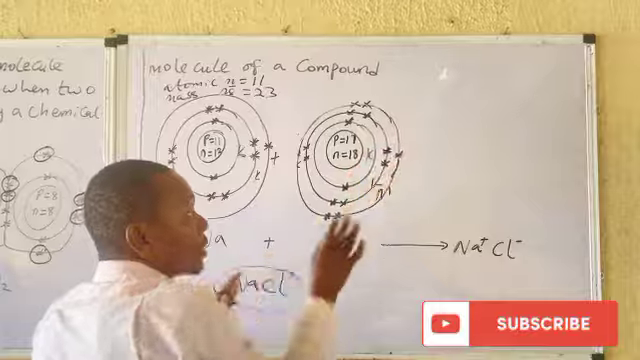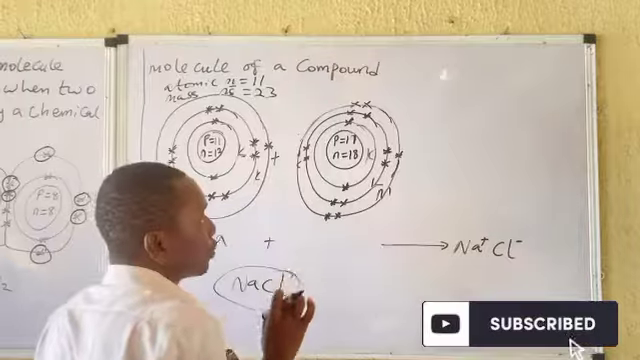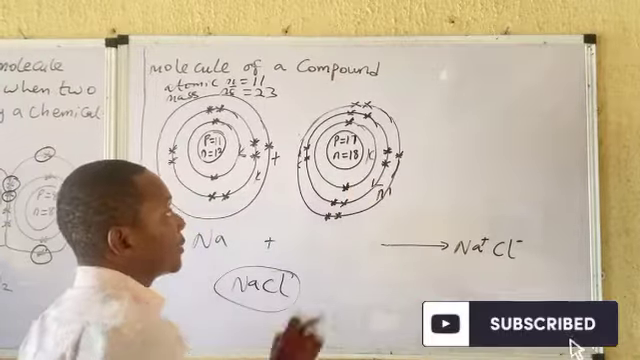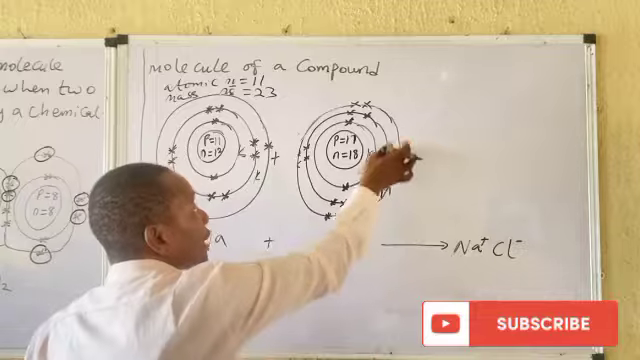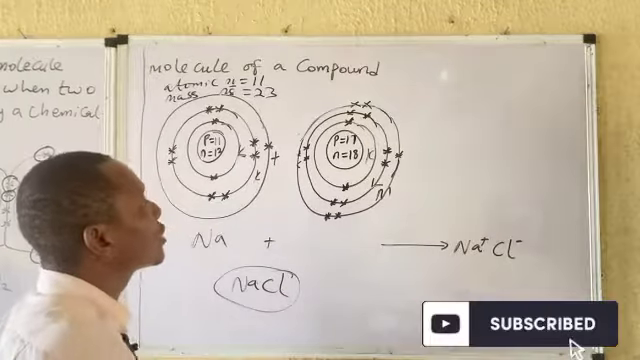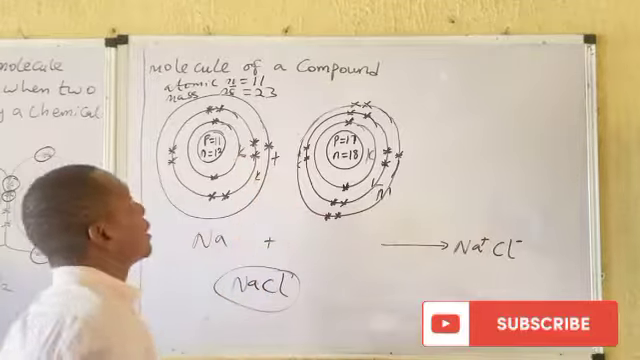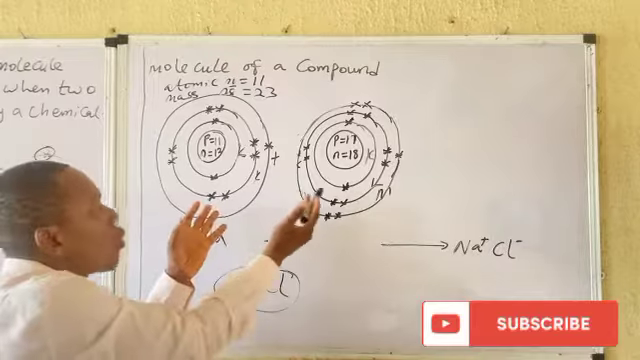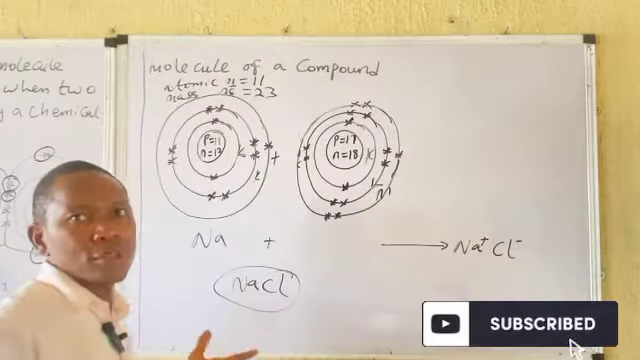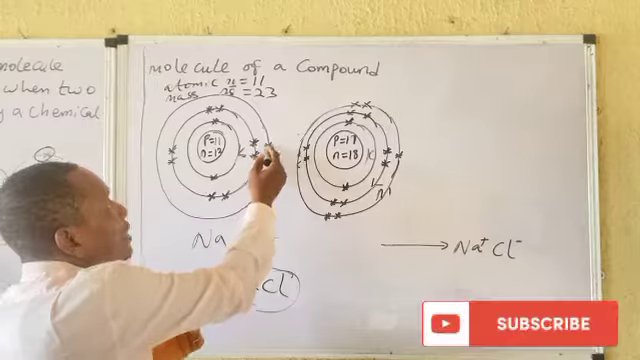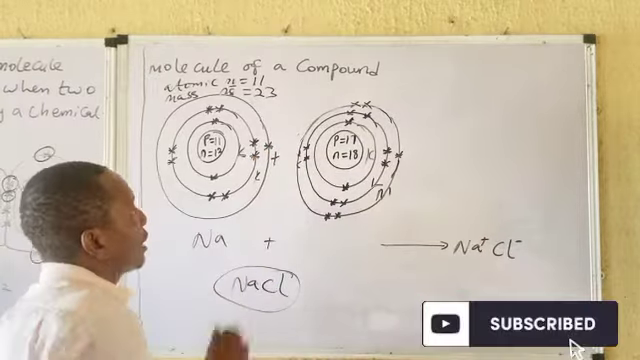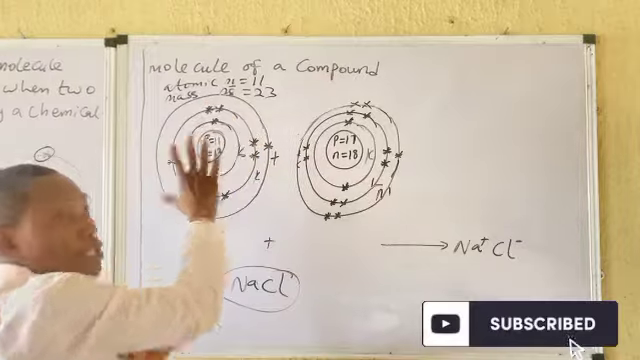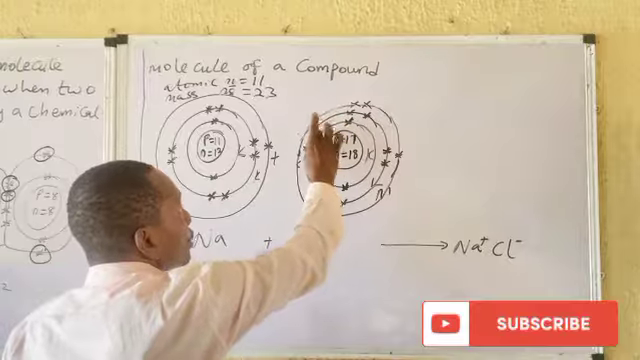Remember, electrons are 17. First shell takes 2, second shell 8. 2 plus 8 is 10. Then the third shell is just remaining 7. How many electrons does sodium need to complete 8? Just 1. How many electrons does chlorine need to complete 8? 7. So this group cannot share electrons. It's easier for sodium to just give out this last one. Sodium will then have just 2 shells in a stable state, while chlorine will have 3 shells in a stable state.